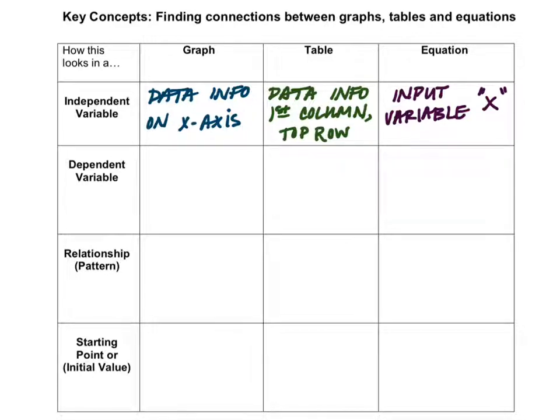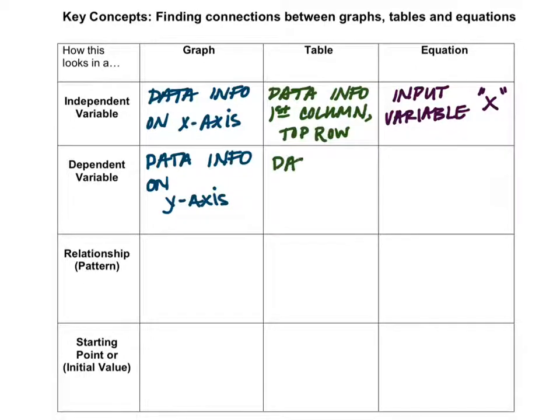Now we're going to take a look at the information with the dependent variable. So as I look for dependent variable between the graph, table, and equation, I'm going to say for the graph, the dependent variable is the data information on the y-axis. So the scale on the y-axis, the label on the y-axis, those are giving me information about that dependent variable.